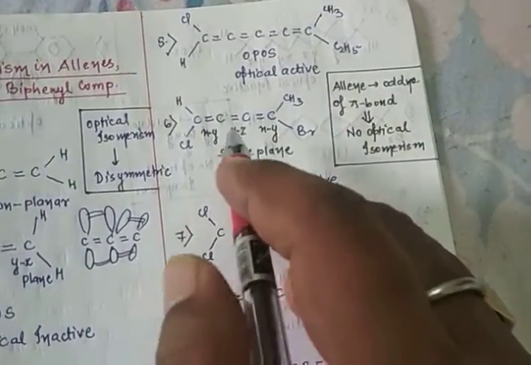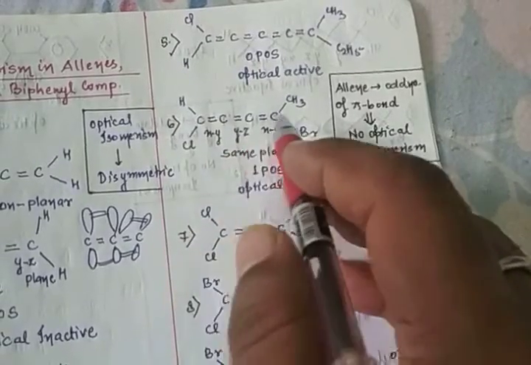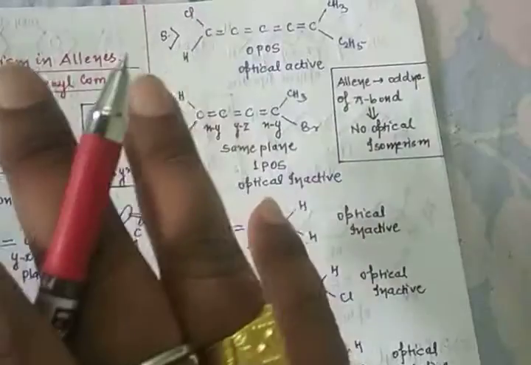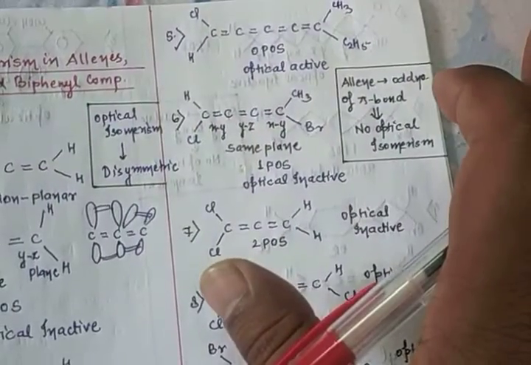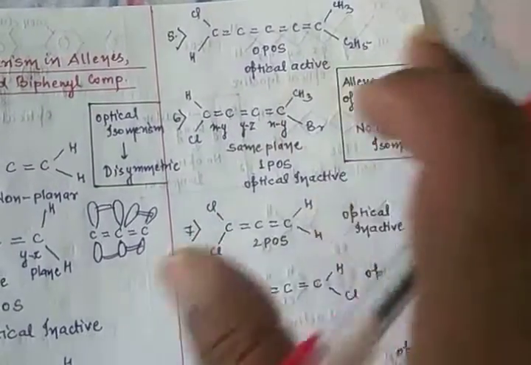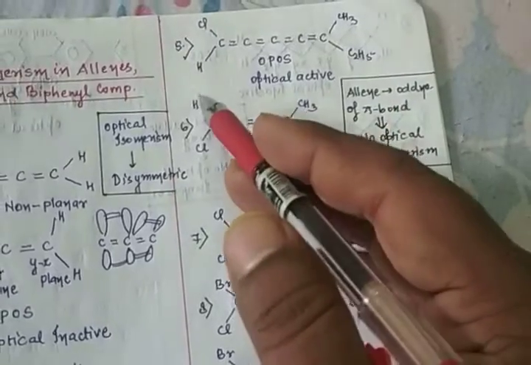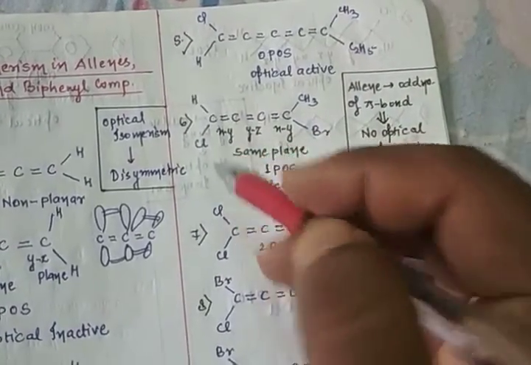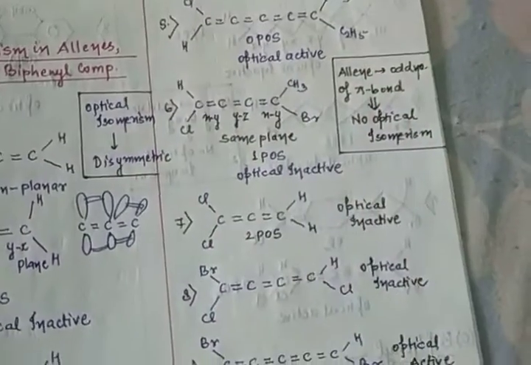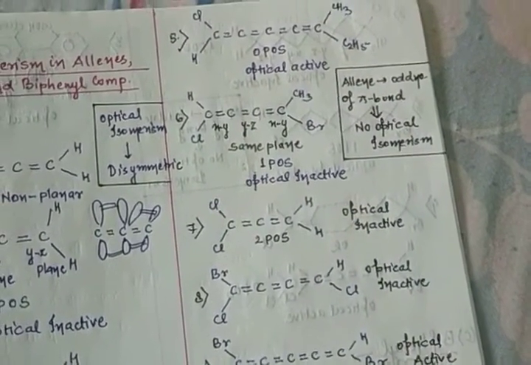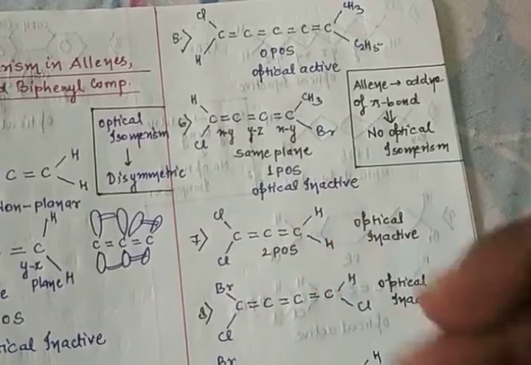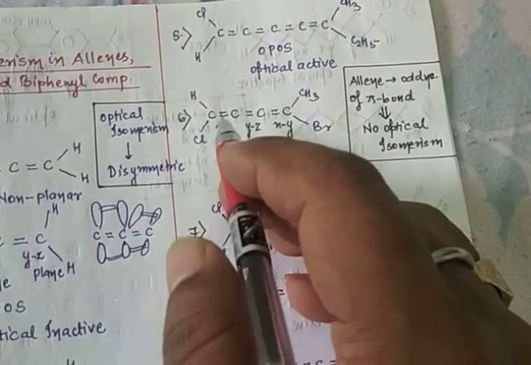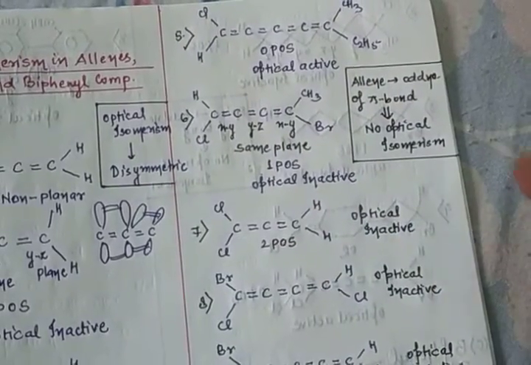Clear? Now suppose you have an odd number of double bonds. So you learn that an odd number of double bonds does not show optical activity, optical isomerism, even if the substituents are different. Even if the substituent is different, this type of allene does not show optical isomerism or optical activity. Just count how many double bonds: 1 2 3. This is an odd number of double bonds.